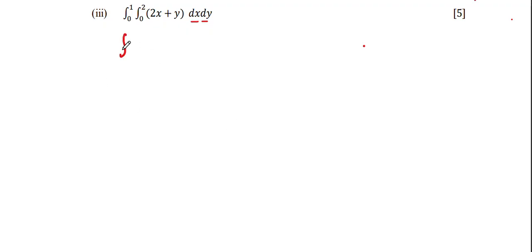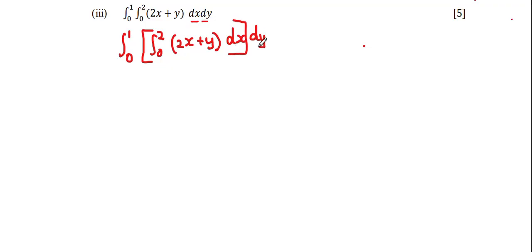So I will reset the problem like this: integral between 1 and 0, open bracket, integral between 2 and 0, 2x plus y, close bracket, with respect to x, then with respect to y. So we're going to put with respect to x in bracket here, and with respect to y outside, because that's what we'll do last.